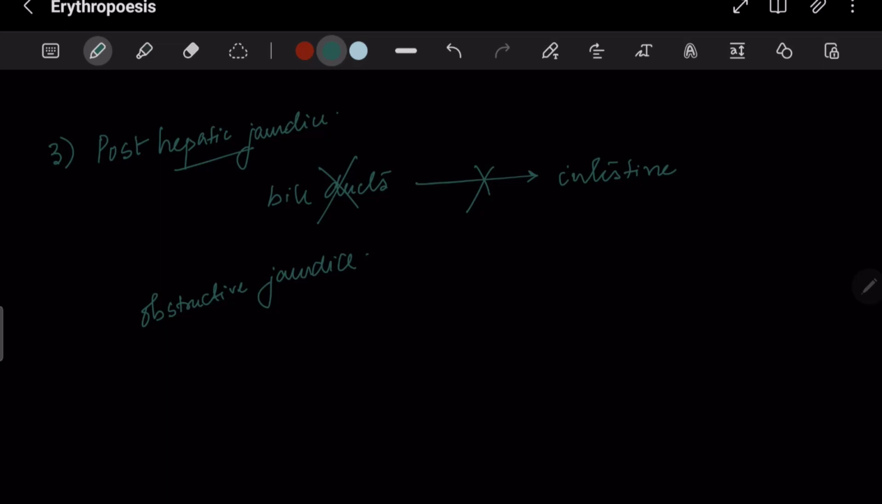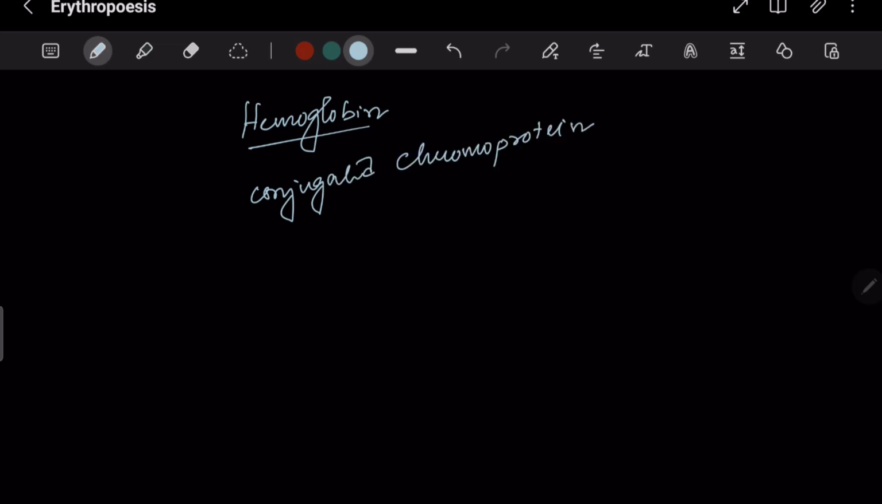Now, let us discuss a little detail about hemoglobin. What actually is hemoglobin? Hemoglobin is a conjugated chromoprotein, which is present inside the RBCs. It contains iron in the form of Fe2+. It is due to hemoglobin that the red blood cells and the blood are red in color. Its main function is to transport oxygen to the tissues. An important role in acid-base buffering in the extracellular fluid is also performed by hemoglobin.